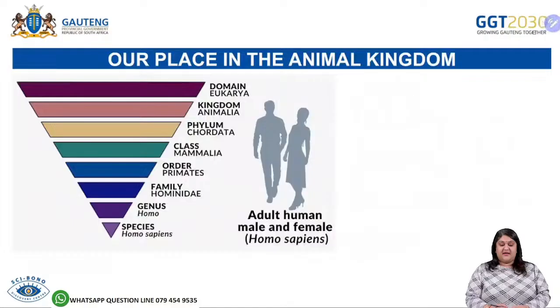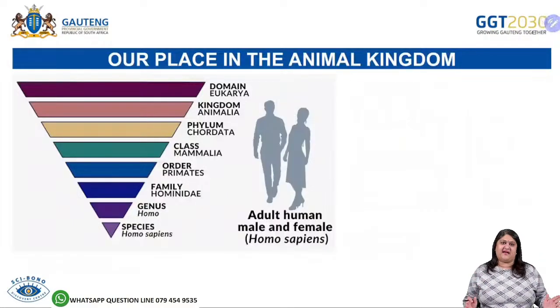Right, so let's first look at our place in the animal kingdom. When we're talking about this, we are talking about us as a species, human beings as a species. And what is our species called? Yes, we are Homo sapiens. And where do we fit in the animal kingdom? Our domain is called Eukarya. Our kingdom is called Animalia. Our phylum is called Chordata. Class Mammalia. Order is primates. Family Hominidae. And our genus is Homo, and the species is Homo sapiens. Okay, so this is how we fit in.